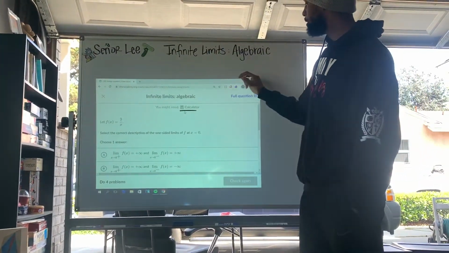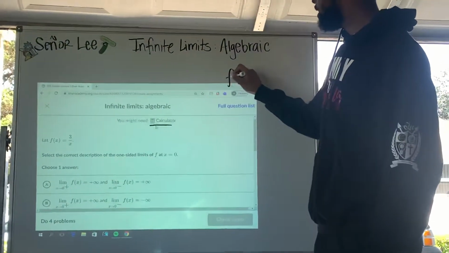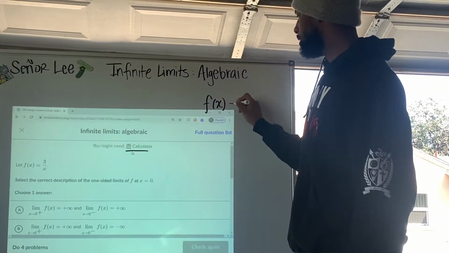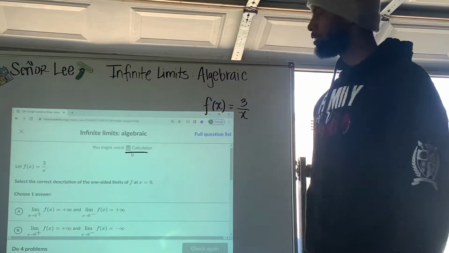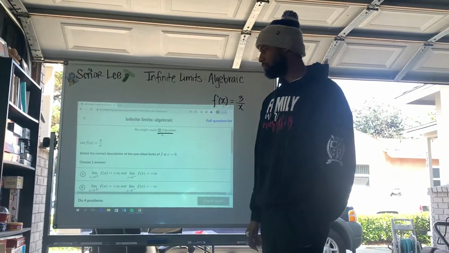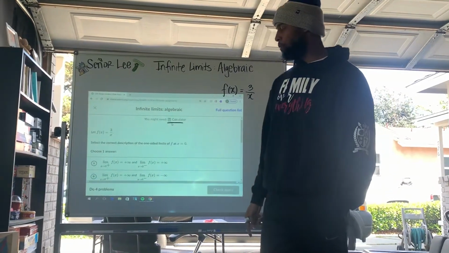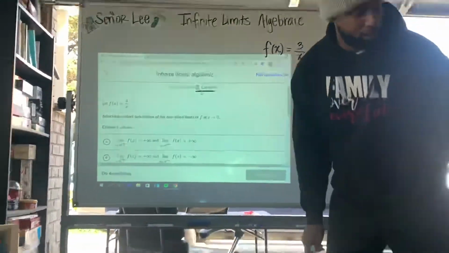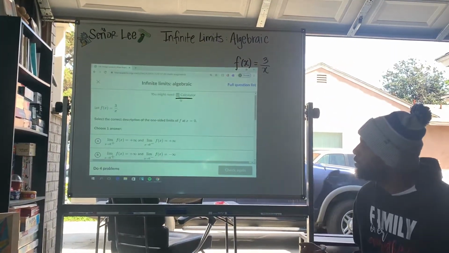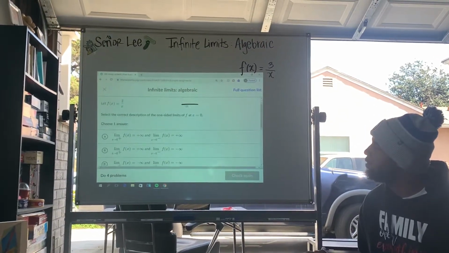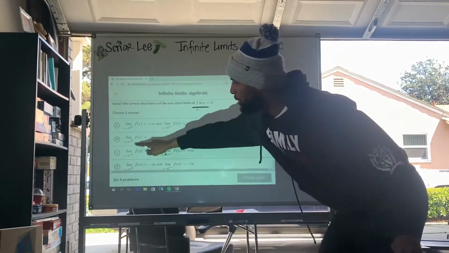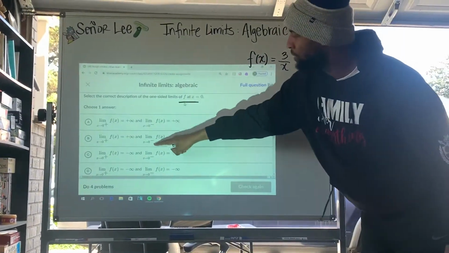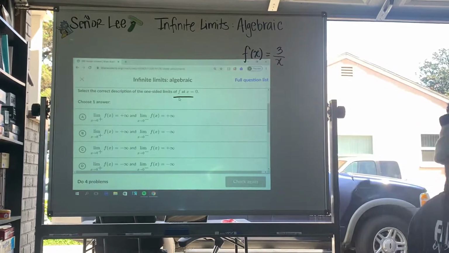Here's my function. It is f of x equals 3 over x. I need to find the limit from the left and the limit from the right, because if I scroll down and look at all my options for A, B, C, and D, it's asking me to find the limit from the right and the limit from the left. Okay, so that's what I'm gonna do.